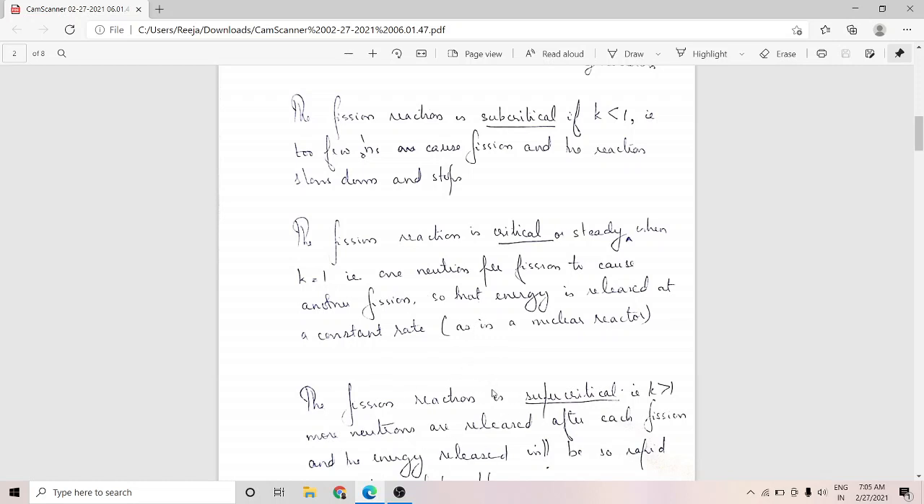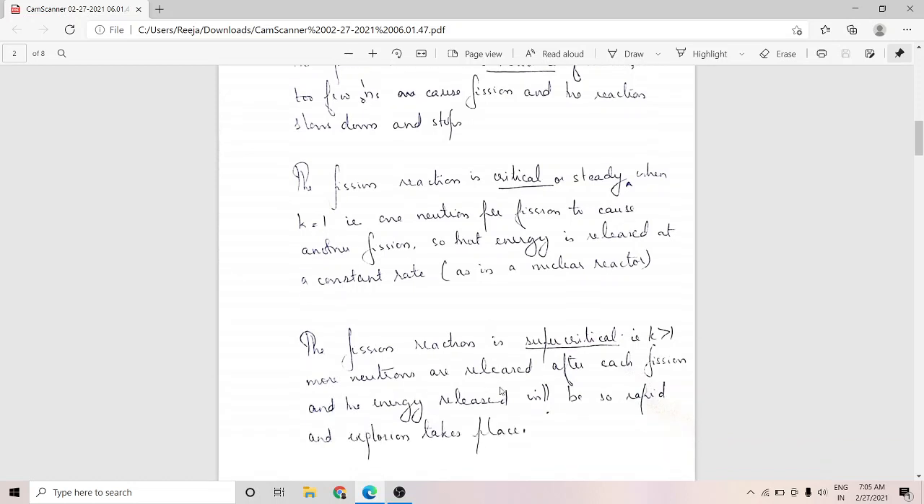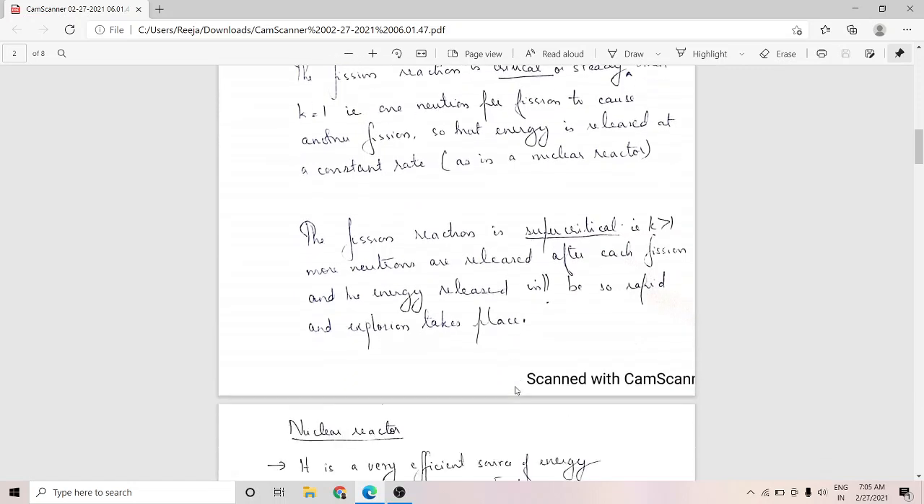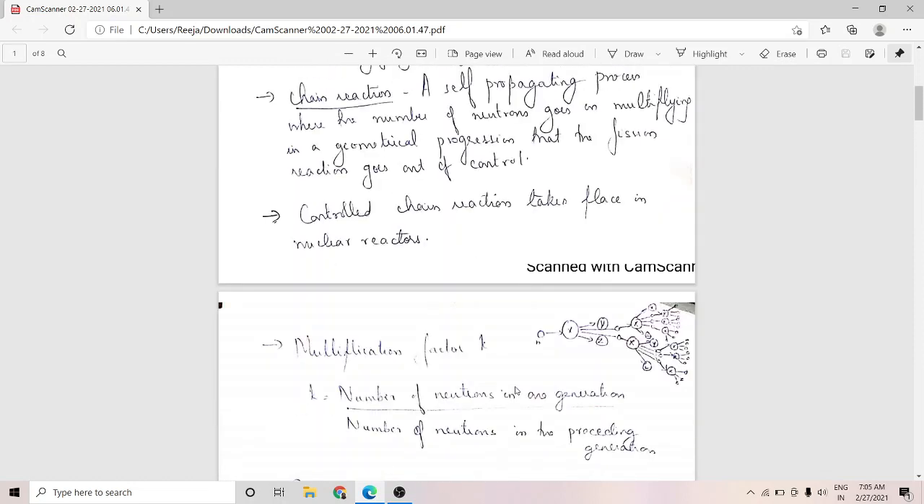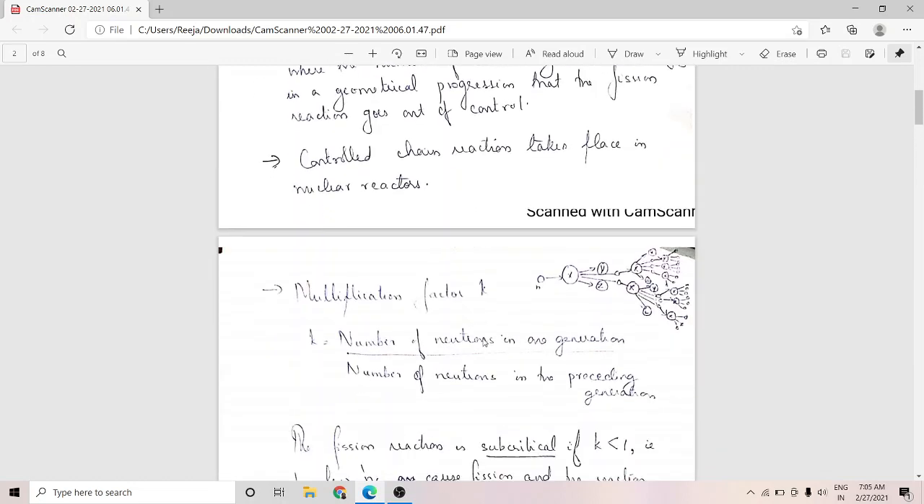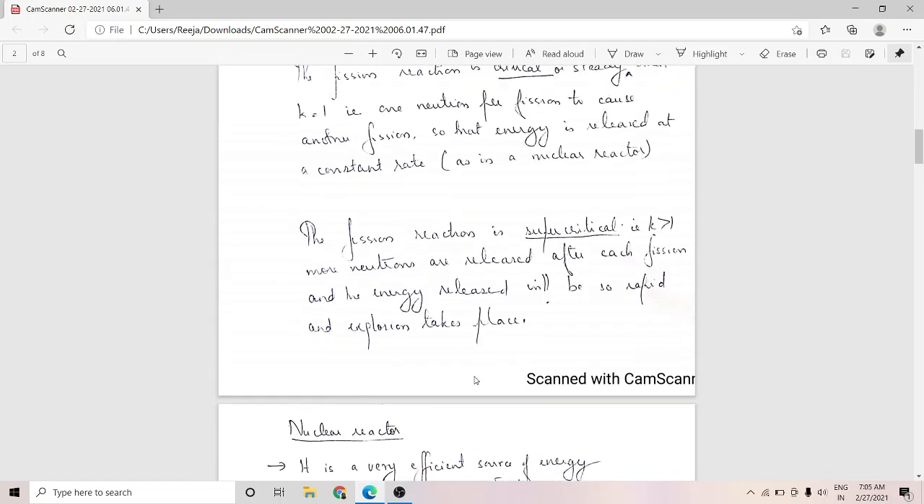Last, the fission reaction can be supercritical, that is, K is greater than 1. That is, more neutrons are released after each reaction, and the energy released will be so rapid that an explosion takes place. The number of neutrons released in one generation will be much greater than that in the previous generation. So, this is the condition that exists in an atom bomb.